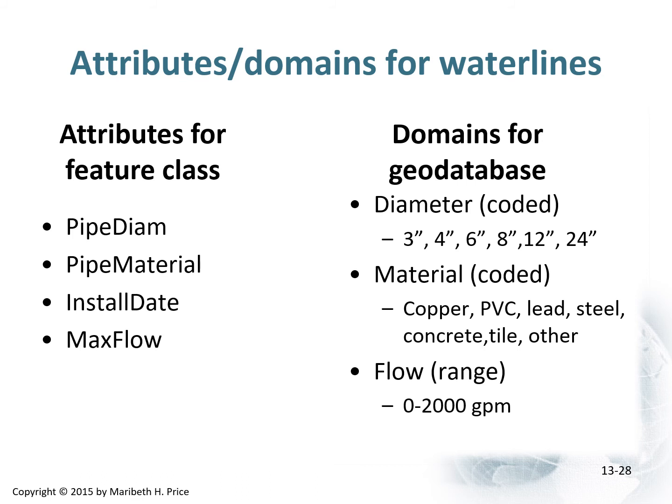Some of the domains that we have in the geodatabase would be things like the diameter, which is coded and you simply put in the number, or the material, where you simply put in the particular code for that. And then there might be a situation where you can set the flow range by simply putting in the number. And that's how this could look differently.